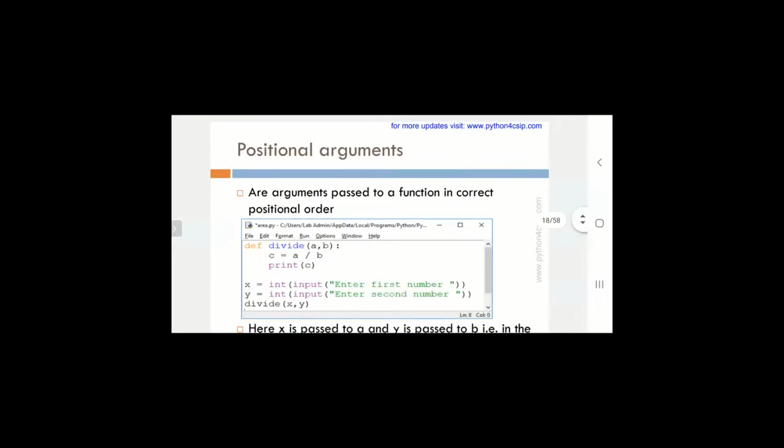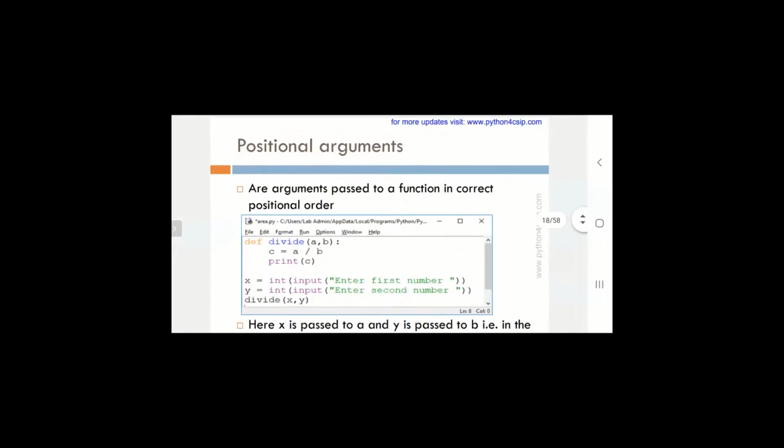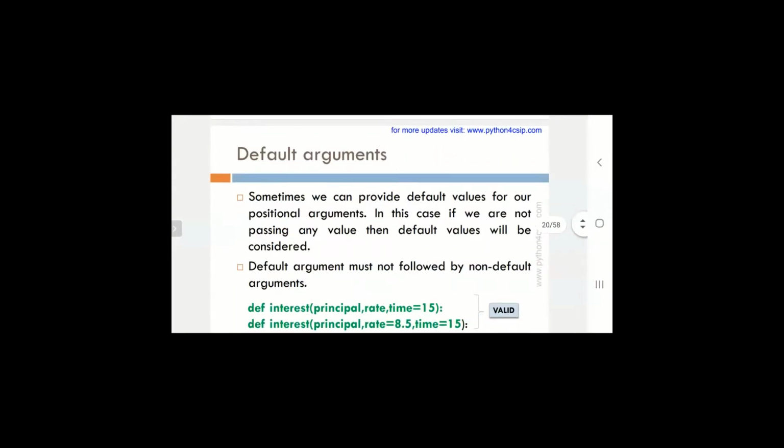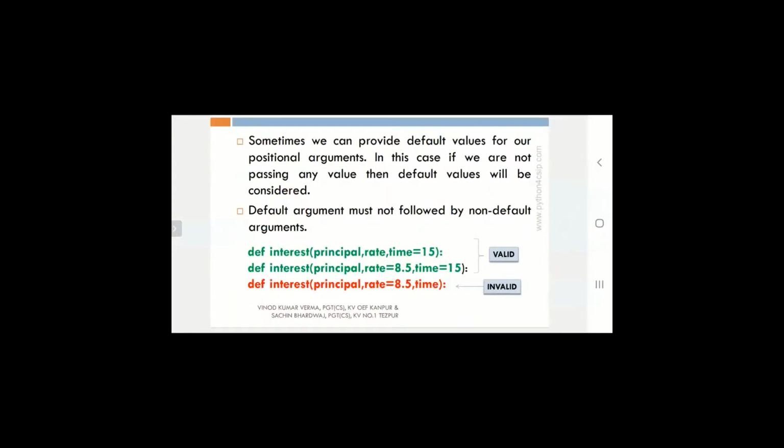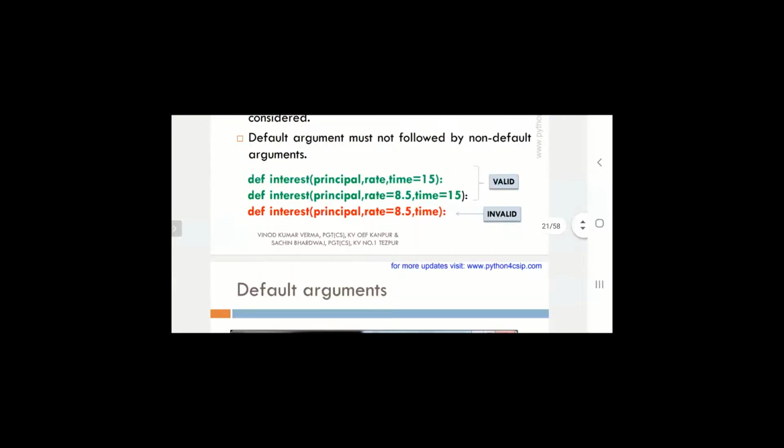Regarding the positional argument, we have seen one rule: the positional argument should be placed in the first part of the parameter list. And the second one, the default argument should be last in the parameter list. The default value should be at the end of the parameter list. That is another rule for the default argument.